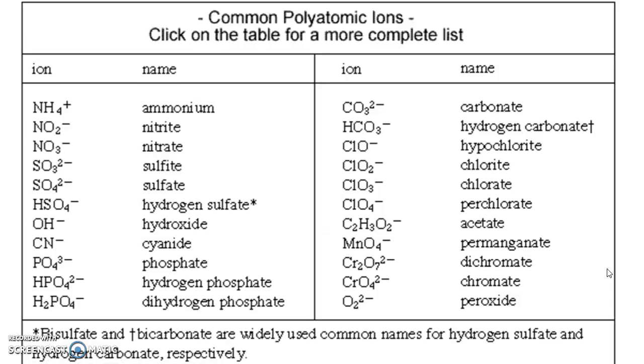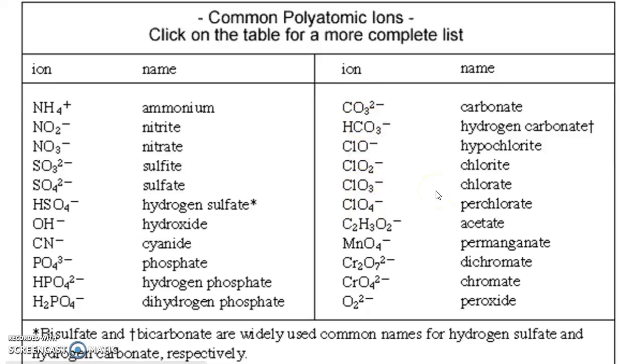So here's a list that looks similar to the one you're going to get. This is not the exact one that you're going to get, but it's similar to it. Here's a positive one, ammonium, NH4 with a 1+ charge. Because it has the 1+ charge on it, that makes it the polyatomic ion. Nitrate and nitrite, sulfite and sulfate, hydrogen sulfate. You notice all of these have charges on them, which is why they are called ions. These by themselves are not a compound.